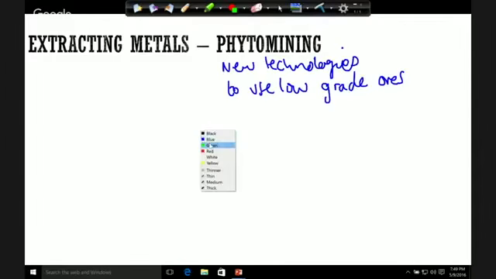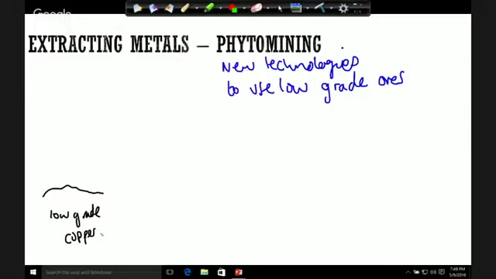So the type of thing that you need to remember for phytomining is the idea that you would have your low-grade copper ore containing your copper, and onto that you would then grow some plants.